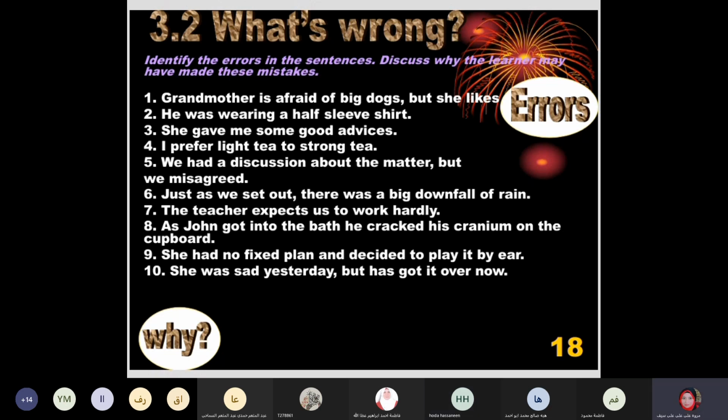Okay, who is speaking? Miss Farah, concerning sentence number one: grandmother is afraid of big dogs, but she likes short ones. Okay, we have the word big dog, and the opposite is small dogs, not short dogs. So the word short here, which is not clear on the slide, I don't know why. I'll read the statement again: grandmother is afraid of big dogs, but she likes short ones.